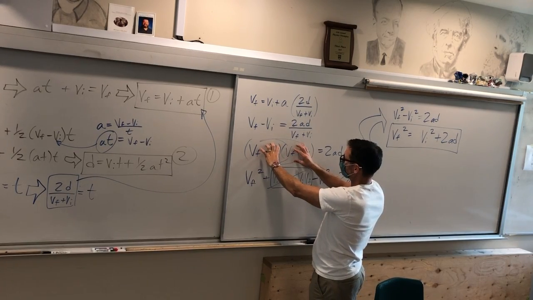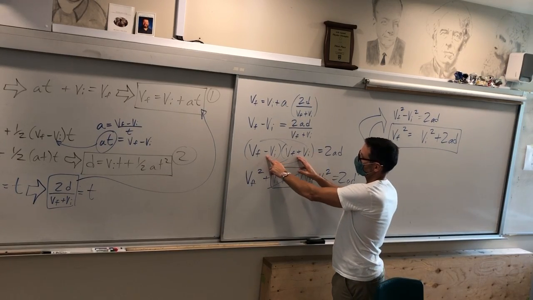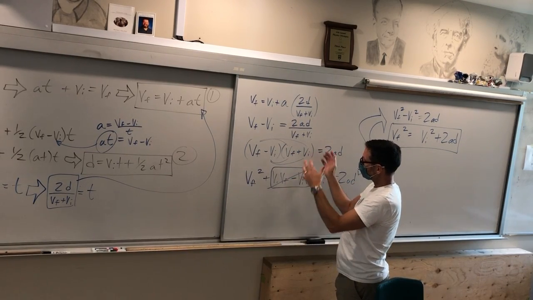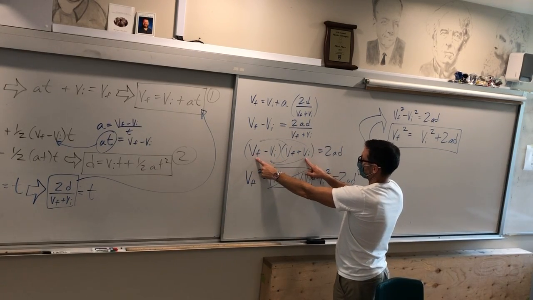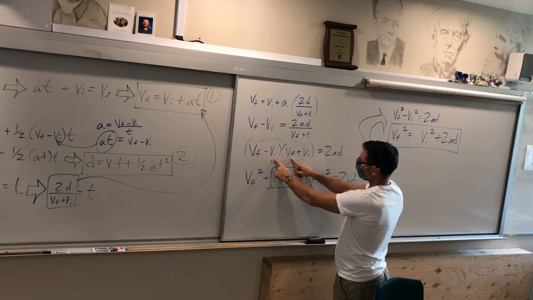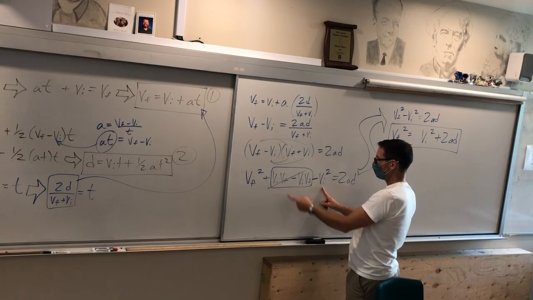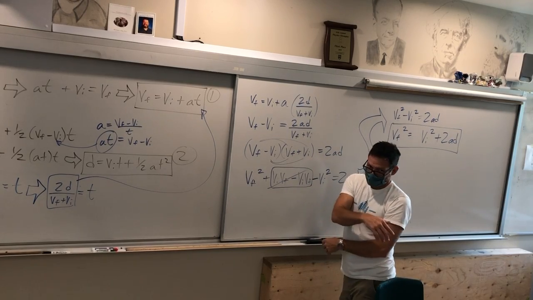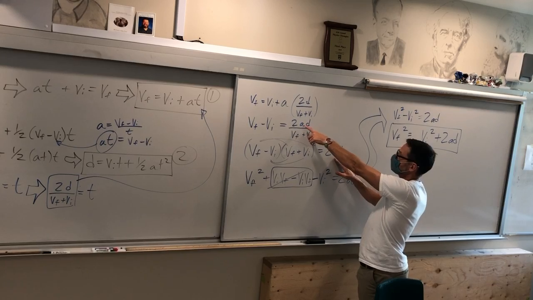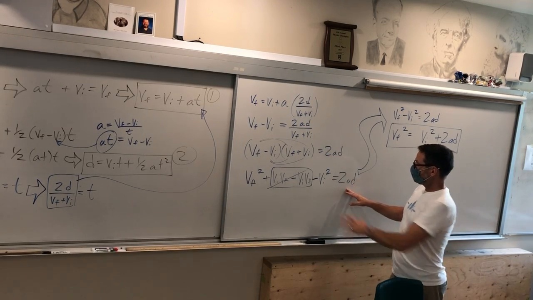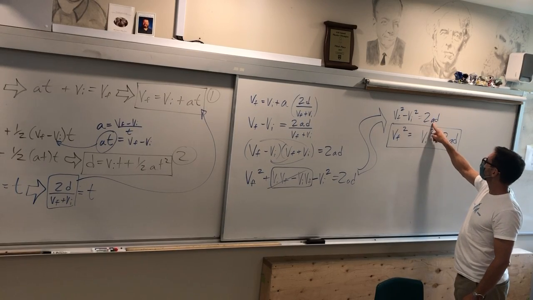So these are multiplied to each other. So you guys know the FOIL. We're going to do the FOIL thing because this is addition and subtraction, so we can't just multiply them. We have to do the whole thing. So it's vf squared plus vi vf minus vi vf minus vi squared. vi vf minus vi vf, 0. Gone. And that's all equal to 2ad because we still have the 2ad from up here. If we get rid of that, we have vf squared minus vi squared equals 2ad.